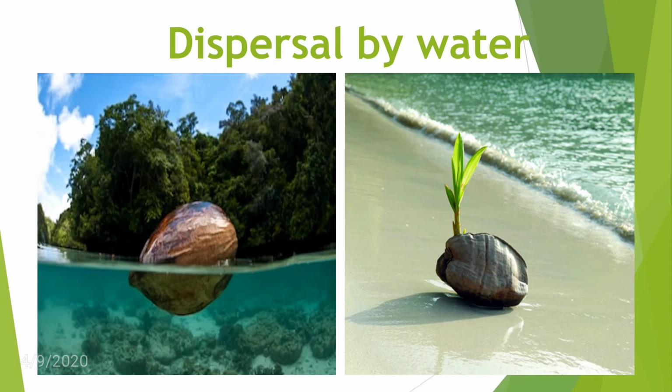Dispersal by water. Coconuts and seeds of lotus are carried away by water. A coconut has a thick coat of fiber which holds air. This helps it to float. The fruit of lotus has a spongy part which helps it to float on water. Coconuts can float for very long distances across the ocean and then put down roots again to grow into a plant.